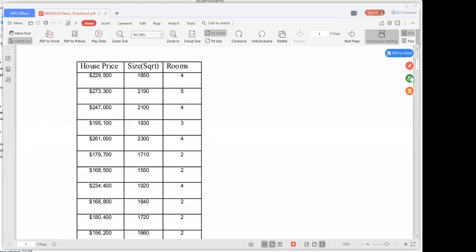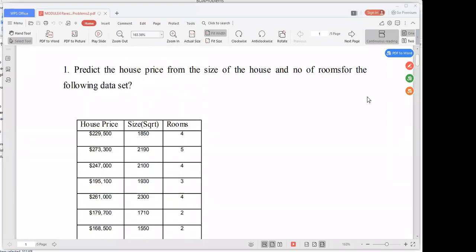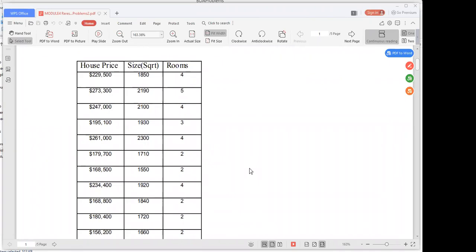Okay, so now we'll predict the house price from the size of the house and number of rooms for the following data set. In the previous lecture we had seen the same problem, where we had only one independent variable, the size of the house, and the price of the house. That means the house price depended on the size. In this case, the house price also depends on the size as well as the number of rooms available there. Now we have the following data.